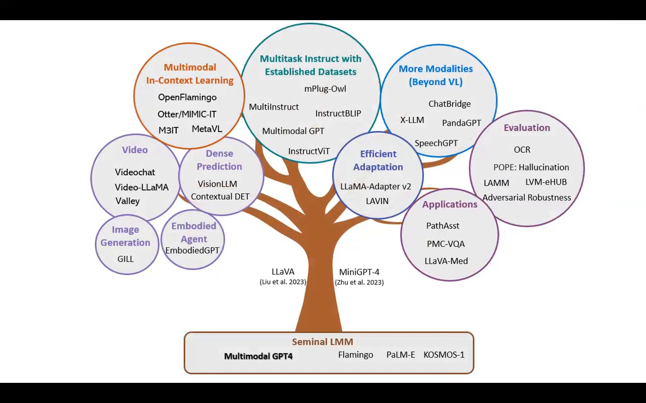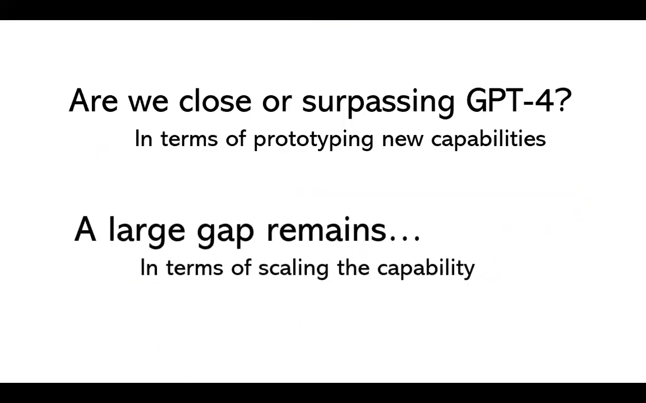So we have a lot of open source effort trying to build or surpass multimodal GPT-4, right? And so I would say that in terms of new capabilities, we may see a chance that the open source effort may sometimes surpass multimodal GPT-4, right? Because multimodal GPT-4 is not able to do image generation, and there is a work that is able to do image generation end-to-end with a GPT-4-like model. But I want to say that there really is a large gap remaining between the open source efforts and the true multimodal GPT-4, especially when we talk about the scaling success for a given capability.